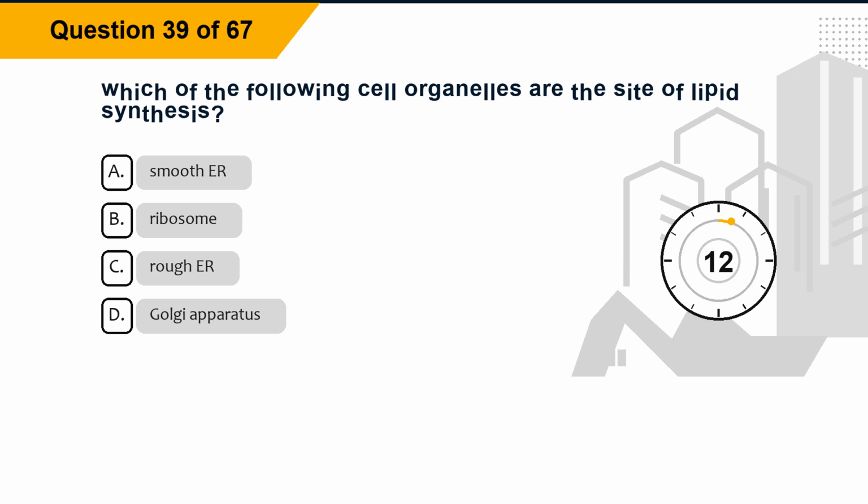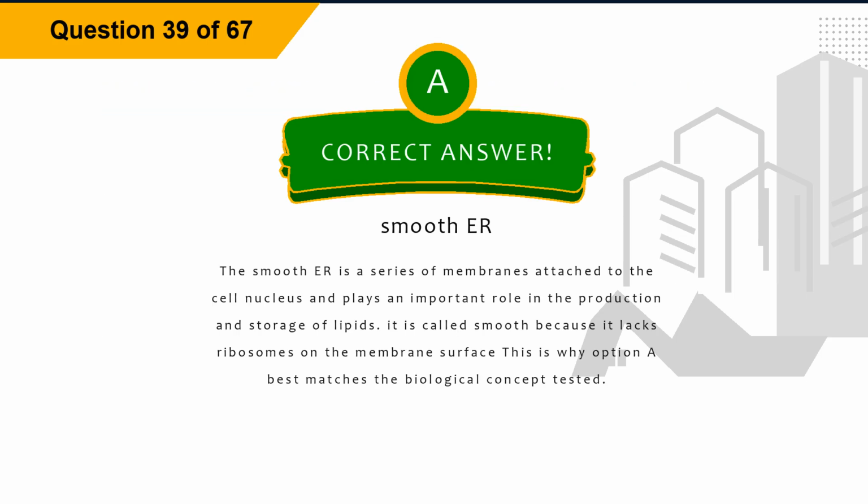Question 39. Which of the following cell organelles are the site of lipid synthesis? Option A, smooth ER. Option B, ribosome. Option C, rough ER. Option D, Golgi apparatus. The correct answer is option A, smooth ER. Explanation: the smooth ER is a series of membranes attached to the cell nucleus and plays an important role in the production and storage of lipids. It is called smooth because it lacks ribosomes on the membrane surface. This is why option A best matches the biological concept tested.